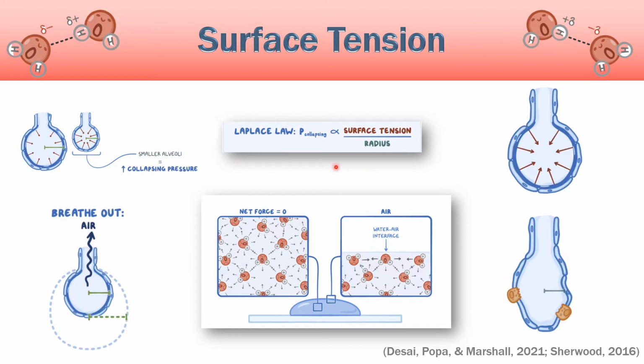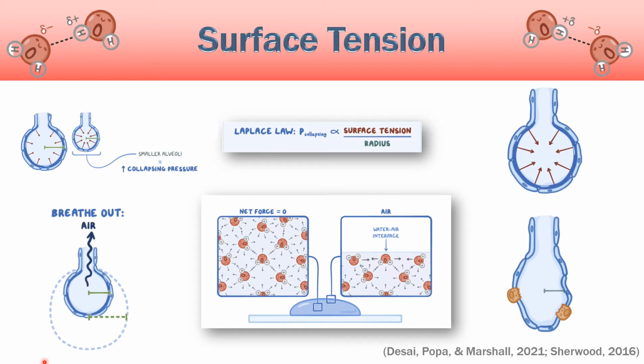Like I said, we're not going to spend too much time on it, but I really want you to kind of understand why this is a big deal. The Laplace law states that pressure collapsing the alveoli is directly proportional to the surface tension being generated by the molecules of fluid lining the alveoli and is inversely proportional to the radius of the alveoli. So basically, in a nutshell, the smaller the alveoli, the larger the collapsing pressure.